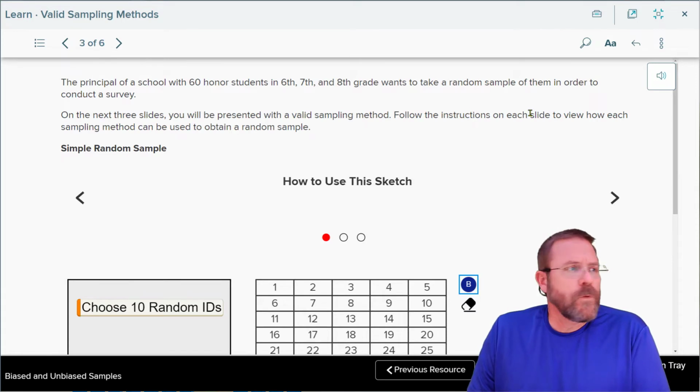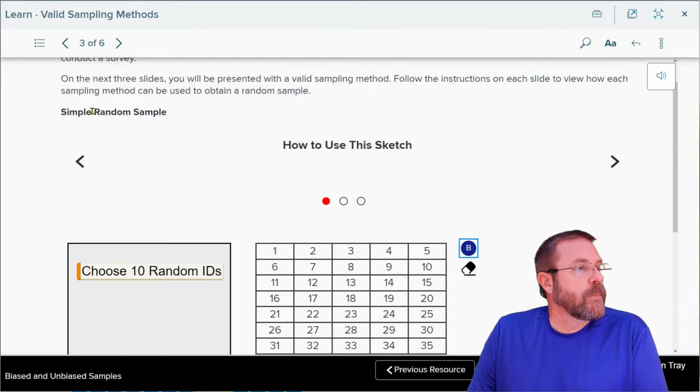Let's take a closer look at those. The principal of a school of 60 honor students in 6th, 7th, and 8th grade wants to take a random sample of them in order to conduct a survey. On the next 3 slides, we're going to present a valid sampling method. Follow the instructions on the slide to view how each sampling method can be used to obtain a random sample.